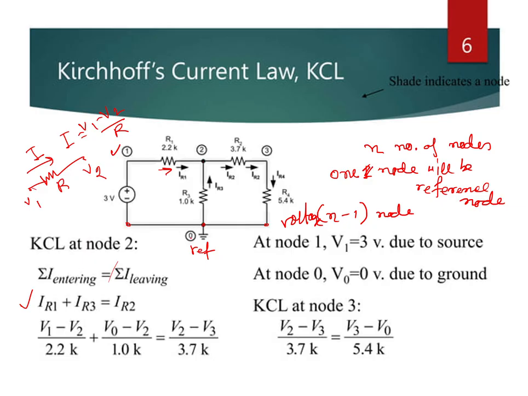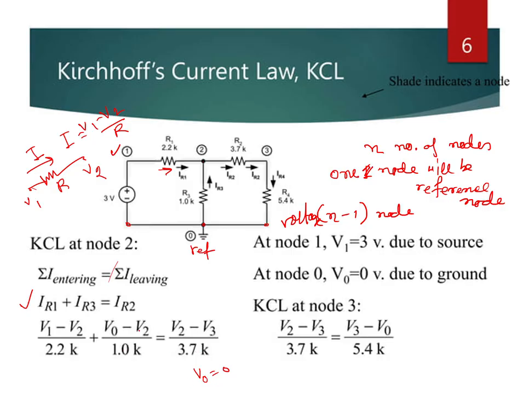This is the reference node 0, so V0 is the voltage at the reference, and V0 is equal to 0. But here I have specifically mentioned V0 on this side of V2. The current is flowing from this side to this side. So (V0 minus V2) by 1K equals IR2, which is (V2 minus V3) by 3.7K.